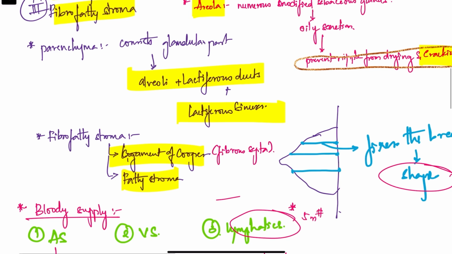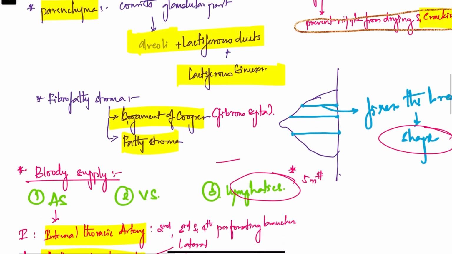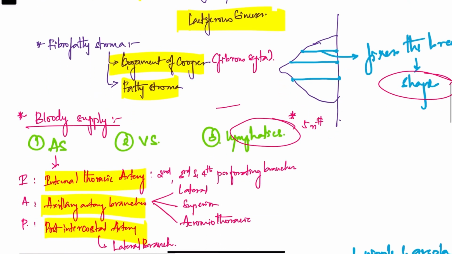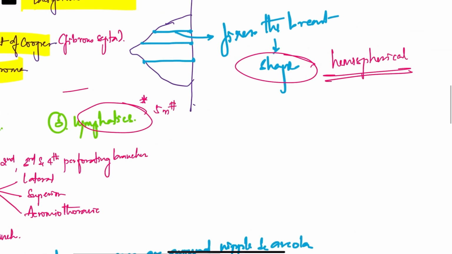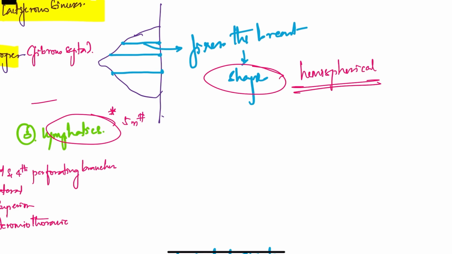And coming to the second part, parenchyma consists of the glandular part, which includes alveoli, lactiferous ducts, and lactiferous sinuses. Hope that is clear. Fibrofatty stroma, ligament of Cooper, fatty stroma, fibrous septa. We call the ligament of Cooper a fibrous septa, right? See, it extends from the breast skin till the pectoralis major.